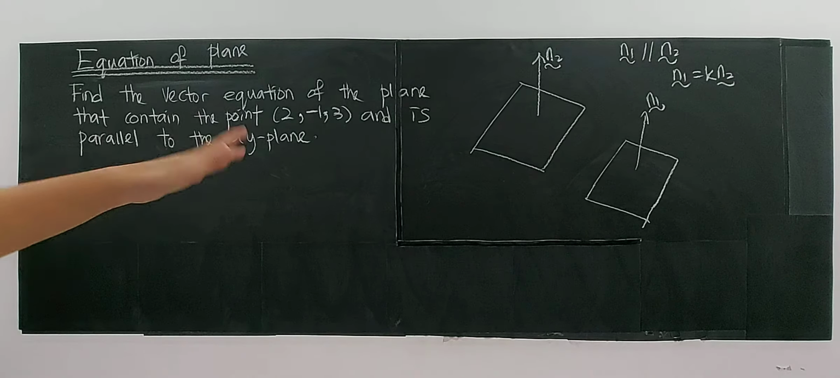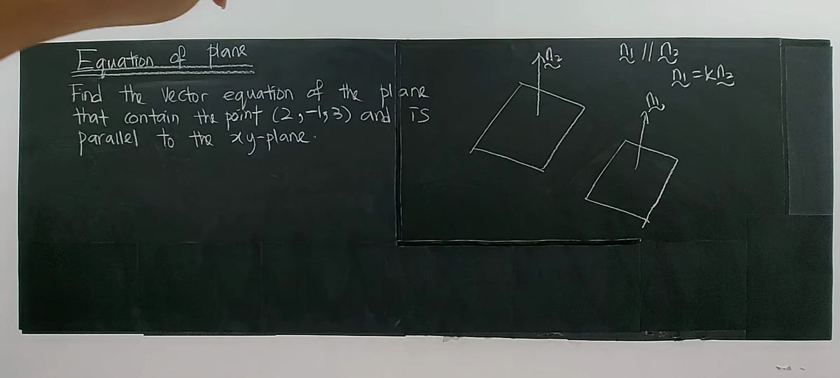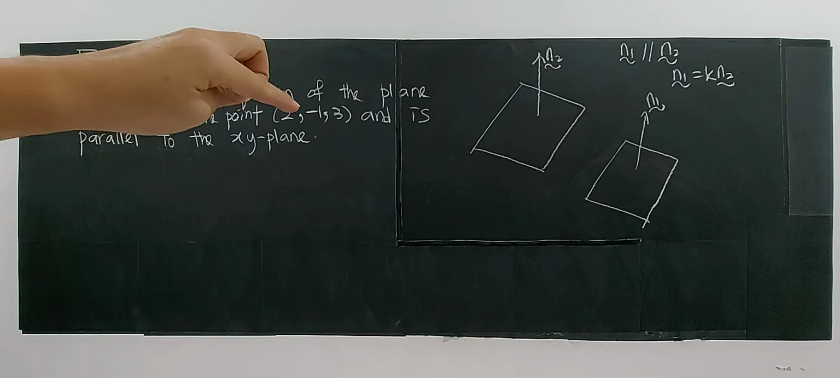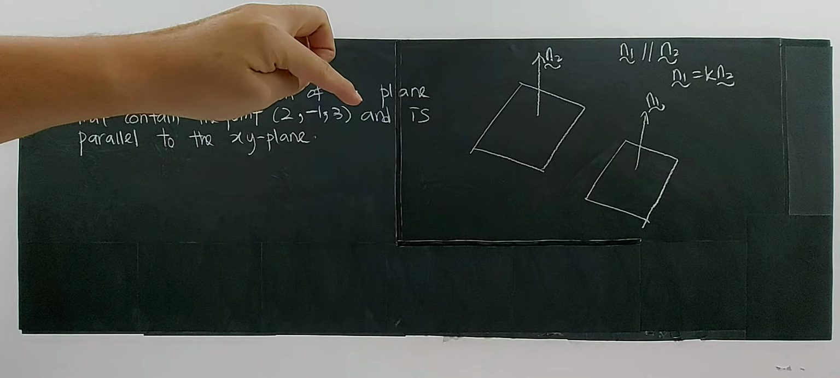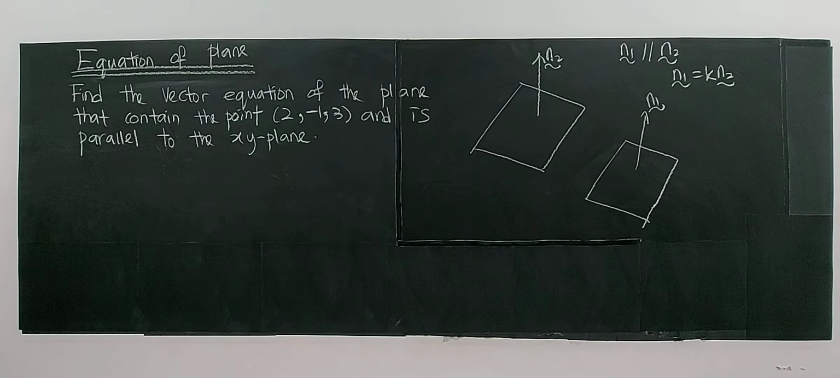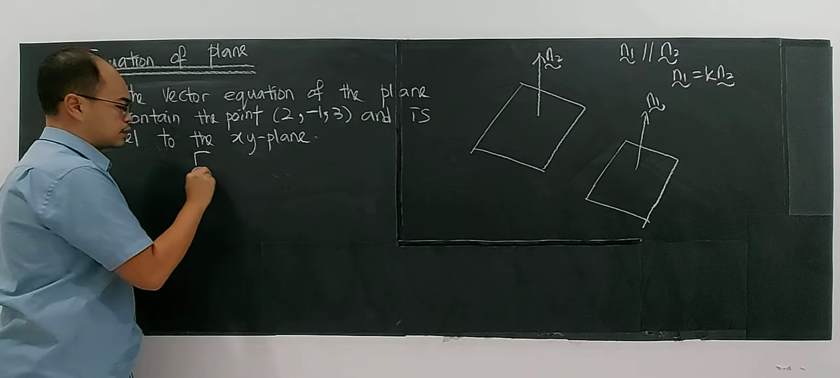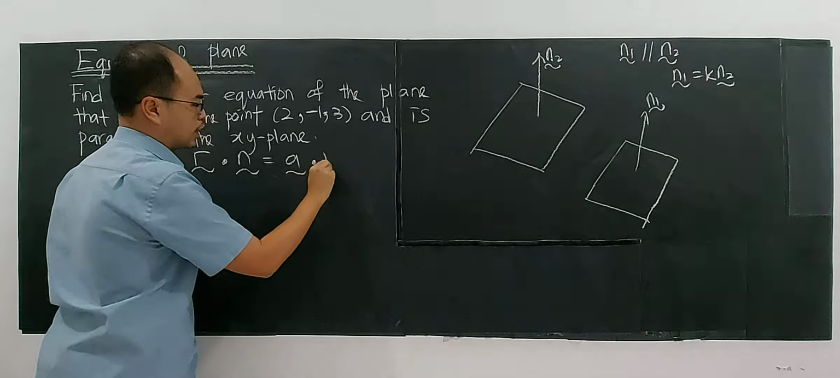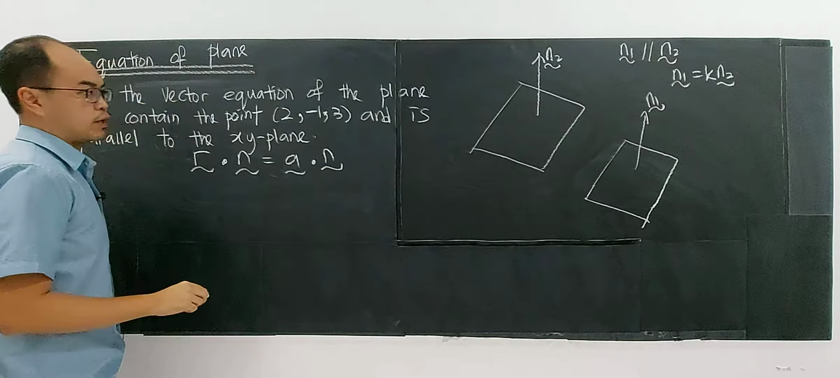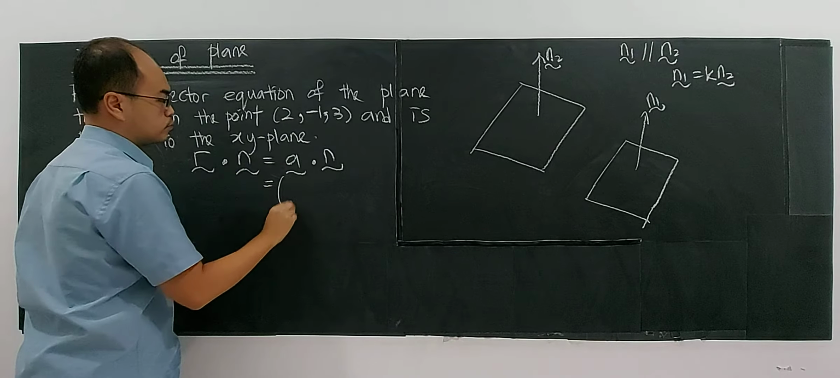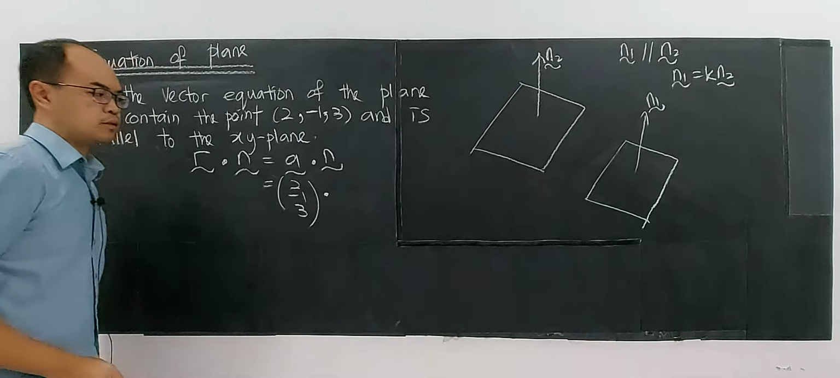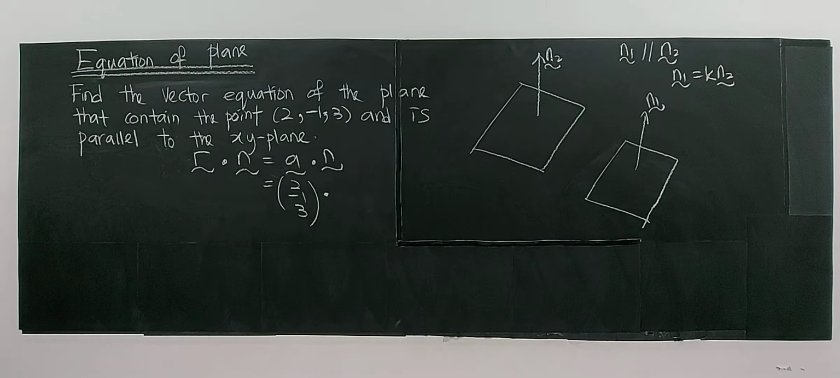But this question is slightly different. It's telling us to find the vector equation of the plane that contains the point. You already have the point, but the problem here is you need to know the normal of the plane. The equation of a plane is r dot n equals a dot n. You have the value of a, which is (2, -1, 3), but you don't have the value of the normal. So again, you have to find the normal.